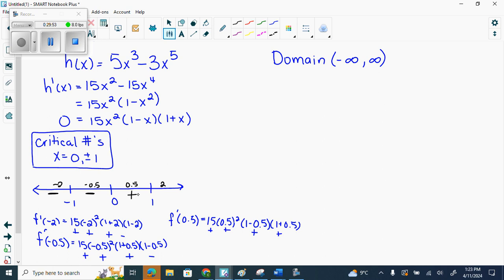And then I can plug in f prime of 2. And I get 15 times 2 squared times 1 minus 2, and then 1 plus 2. And I get plus, plus, minus, plus, which is negative. So this is a what? Yep. When I get to 0.5, I got positive, and I can't figure out why.